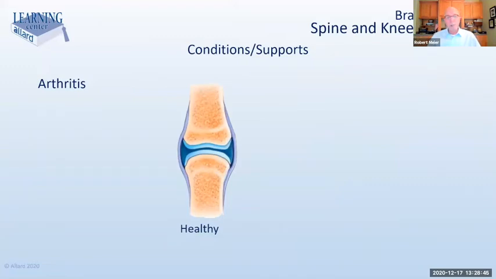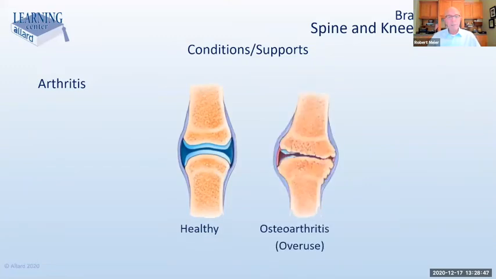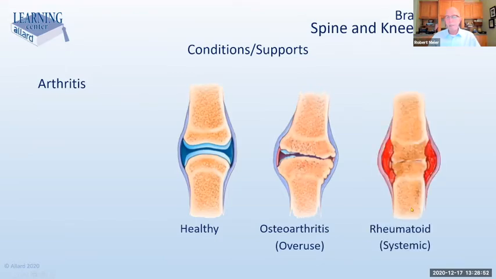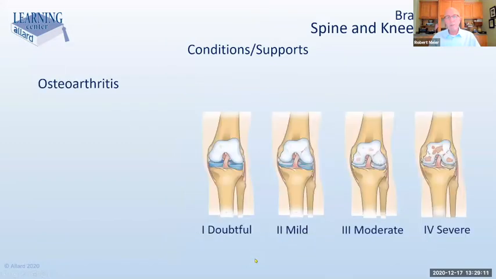So then there's one other brace I wanted to mention: a healthy knee, an osteoarthritis knee, and a rheumatoid arthritis knee. The osteoarthritis knee is an overuse type thing. It's usually going to occur only in one joint, maybe two. Rheumatoid is a systemic disease that involves virtually every joint in the body. And so we'll focus on this osteoarthritis overuse type knee joint.